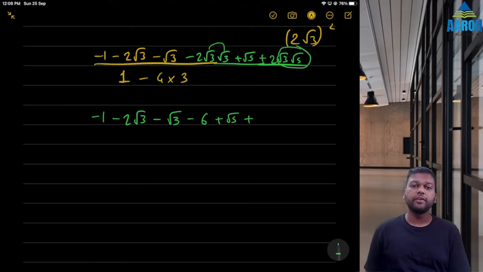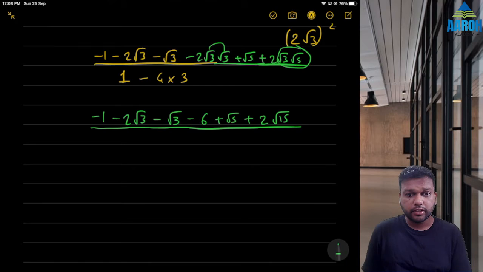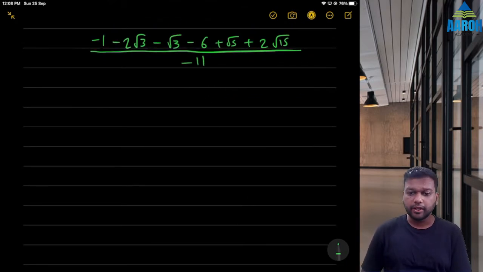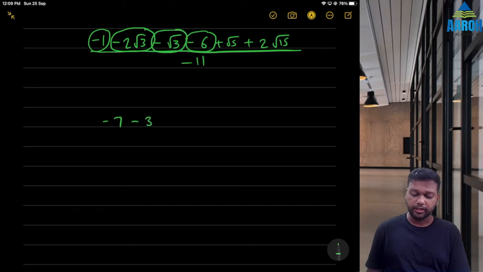Root 3 into root 5 is what? Root of 3 into 5, 15. So 2 root 15 whole upon 1 minus 12, that is minus 11. Fine. Now finally we are going to get our answer, because it will be minus 1 minus 6, that is minus 7. Then minus 2 root 3 minus root 3, that is minus 3 root 3 plus root 5 plus 2 root 15 whole upon minus 11, right?